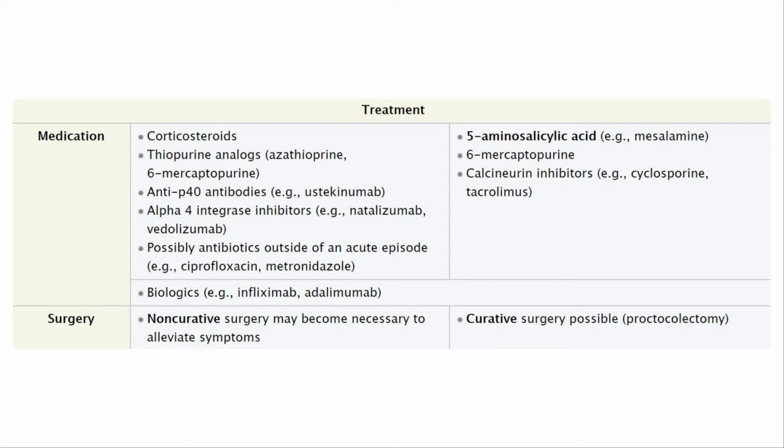In someone with ulcerative colitis, you can actually cure them if you cut out all of the lower large intestine, and then you give them a colostomy bag.